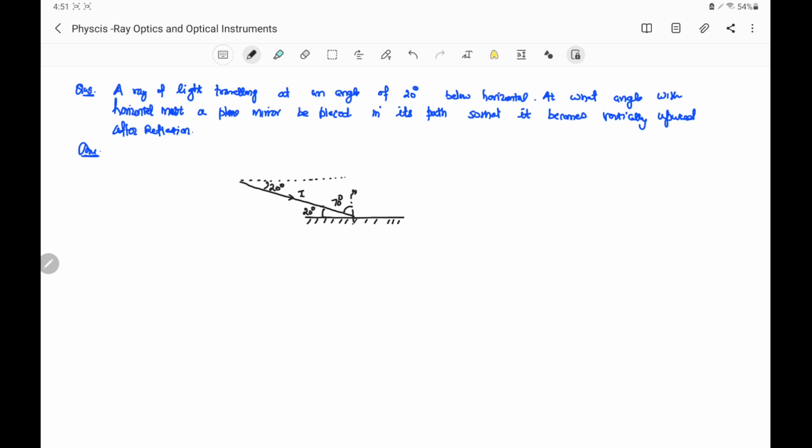And as per the law of reflection, the reflected ray will also make 70 degree with the normal. Now, we require as per question that the reflected ray becomes vertically upward. That means it should be vertical. That means we want the reflected ray in the normal direction. This is the new position of the reflected ray. For that, the ray should be rotated anti-clockwise by an angle of 70 degree.